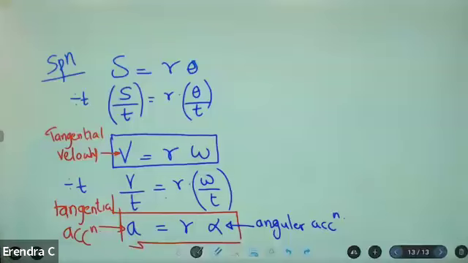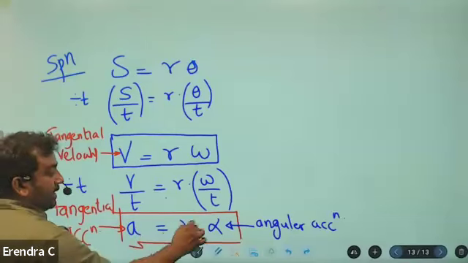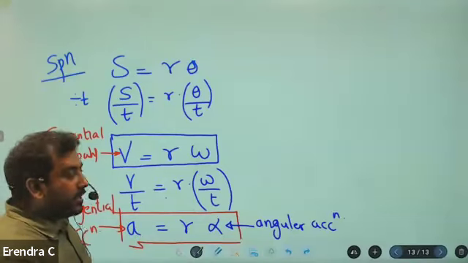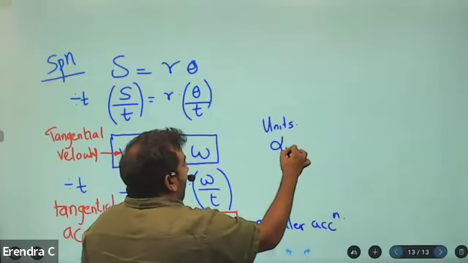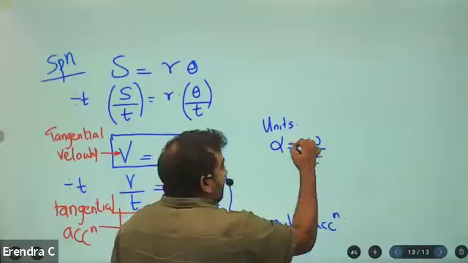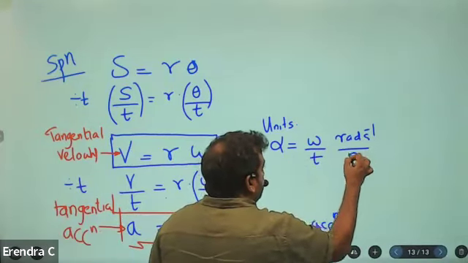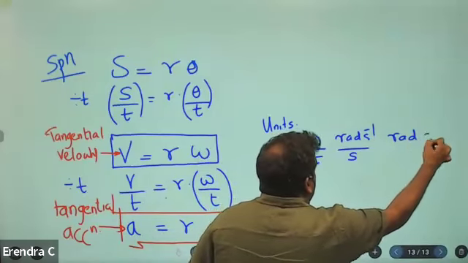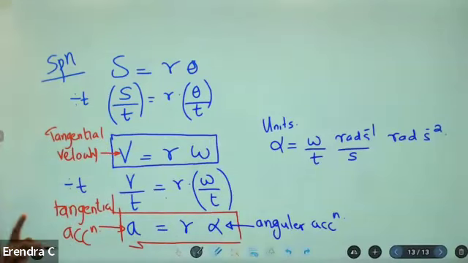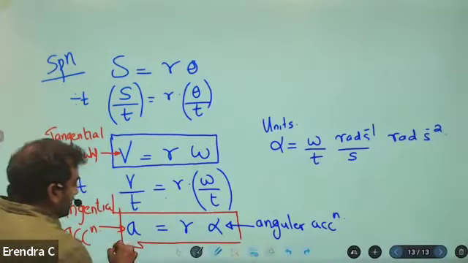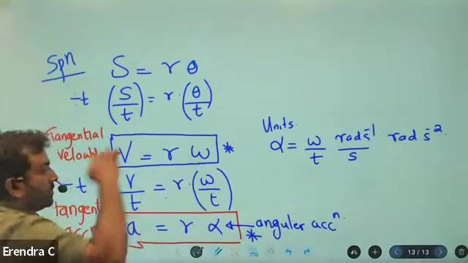Angular acceleration. So a equals R alpha. Please look at the units. Look at the board. Alpha is equal to omega over T. Radians per second, we know, no? Divide by second. This becomes what? Radians per second square. So a is equal to R alpha. Directly you can use. Write down.